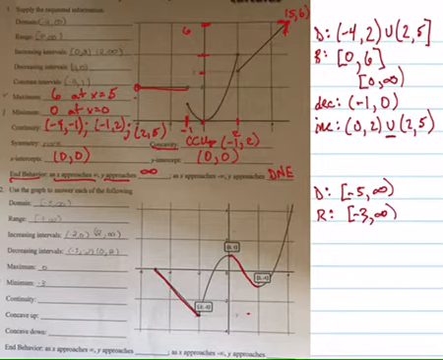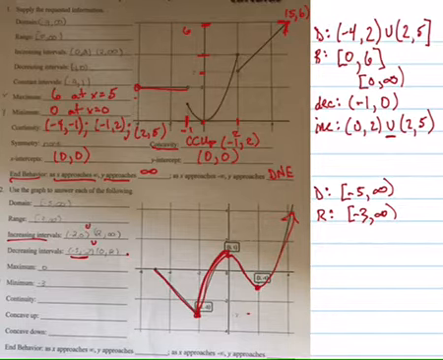Decreasing intervals would be from -5 to -2. Good. And then you would say union, probably, from 0 to 2. Good job. That is done correctly. Increasing intervals would be the other ones. It would be from -2 all the way to 0, and then from 2 to infinity. Good job. Put a U in between there.